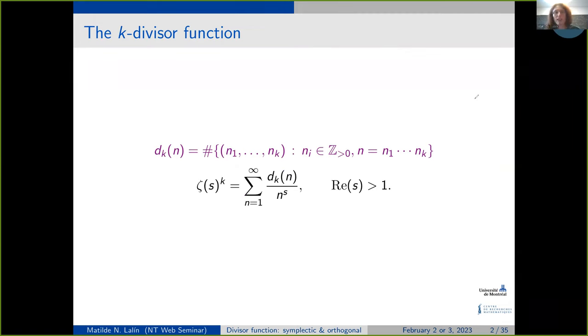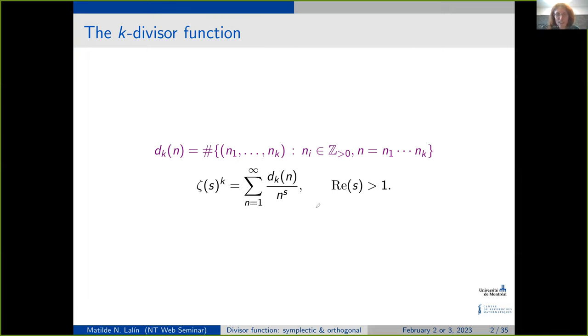Now, this k divisor function shows up as the numerator of the k-th power of the Riemann zeta function. And so one motivation for studying it is obviously if you are interested in the Riemann zeta function, but also it's a natural function to consider, especially the case k equals two. So k equals two is just the number of divisors of n, right? The number of positive divisors.